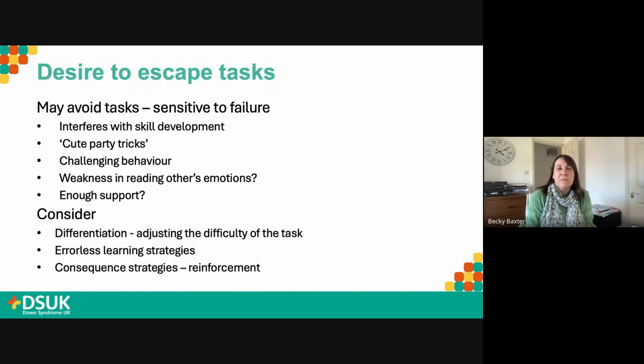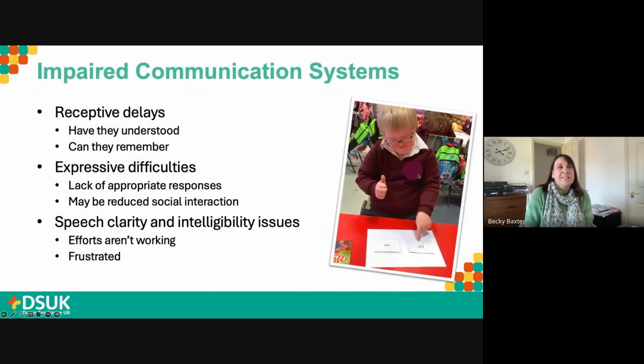And the other thing, of course, is sometimes those consequence strategies. So a now and next, or a visual timetable, or a tick list of jobs. We're going to do this task, and then we're going to do something that's a bit more motivating. That can certainly help if that's part of the reason. I would say this is the biggest one: impaired communication systems. So we know the children have difficulties with understanding, so with receptive language delays. So have they understood the instruction they've been given in the first place, and can they remember it?